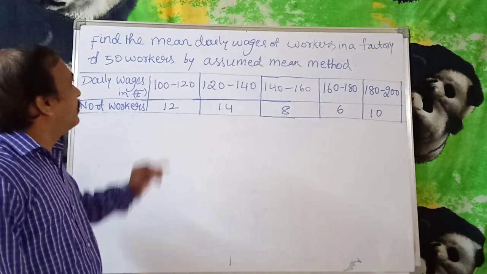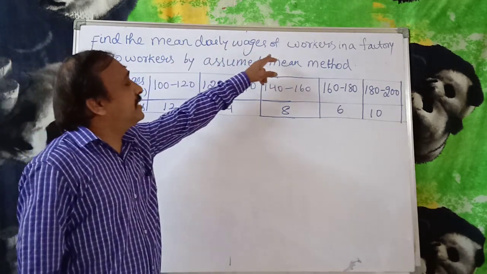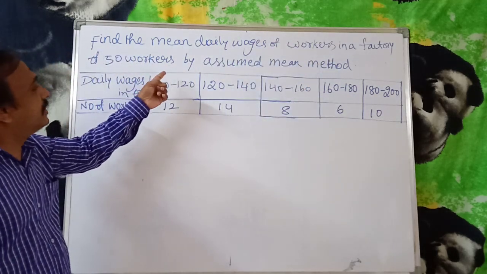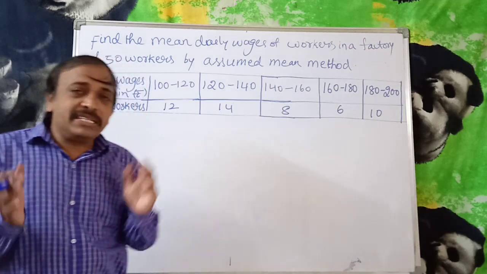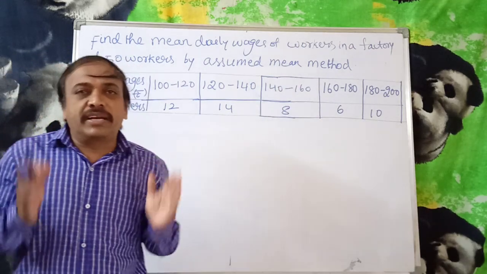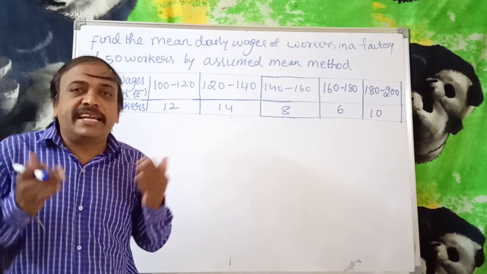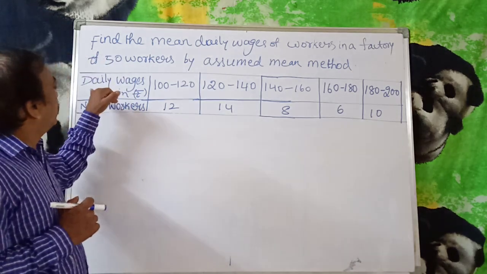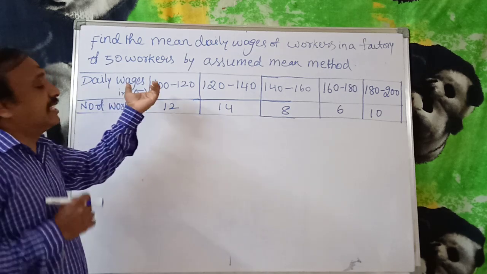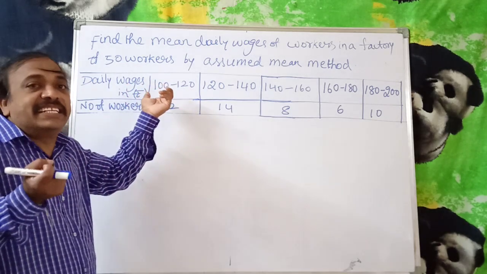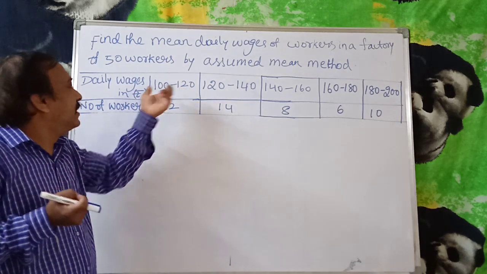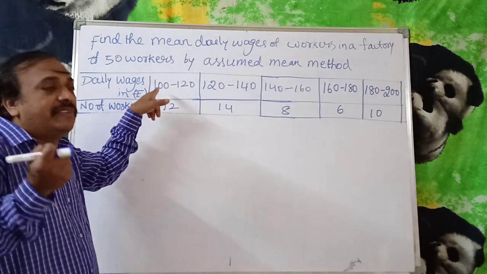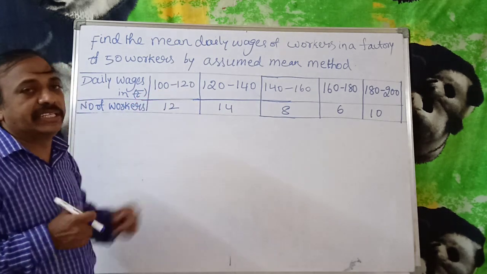Here we have the question. Find the mean daily wages of workers in a factory of 50 workers by the assumed mean method. This is a survey about the daily wage of workers in a particular factory. The daily wages in rupees are classified, and 12 workers get a daily wage between 100 to 120.